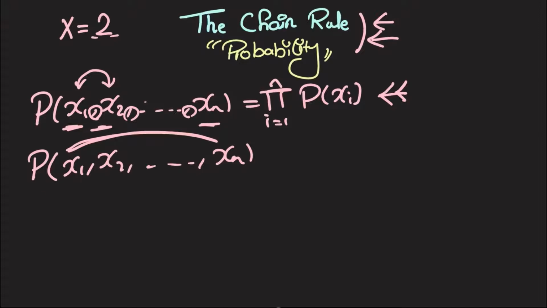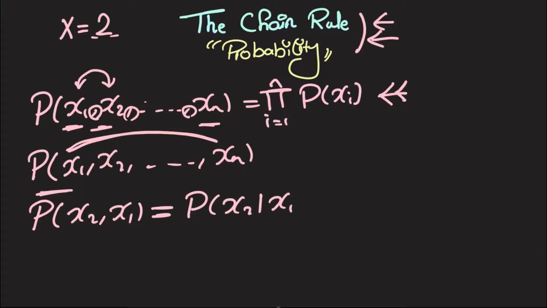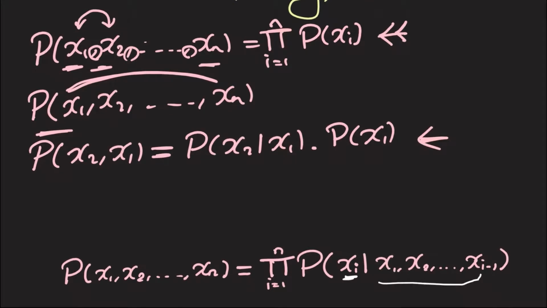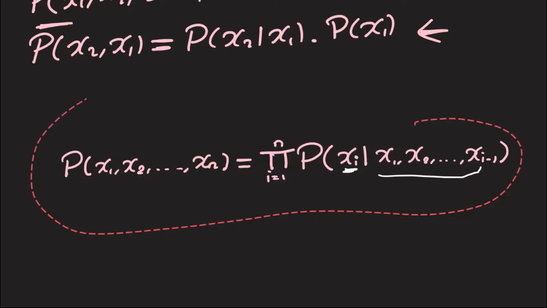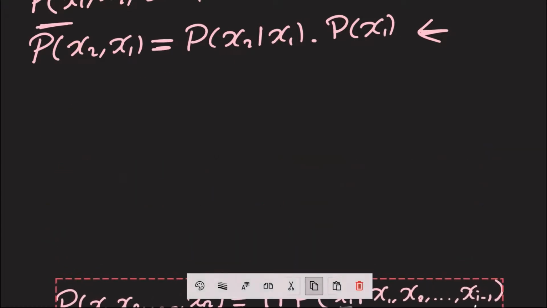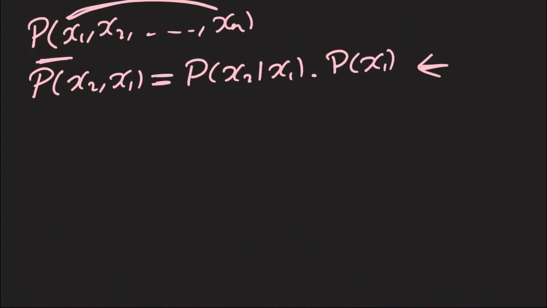I'm going to start by writing down the chain rule for 2 events, so the probability of x2 and x1 happening. That's going to be the probability of x2 happening given x1 multiplied by the probability of x1 happening. And this directly follows from the formula for conditional probability. Before showing you the formula for the chain rule, let us try to do it on 4 random variables.